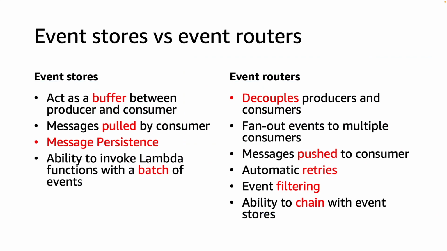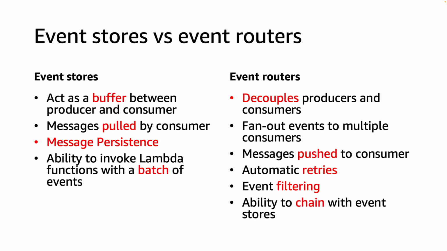If you take a look at the event store, as the name suggests, the store acts like a buffer between the producer and the consumer of the message. Messages are pulled by the consumer. The producer is putting the message in the event store and the consumer is coming to the store and taking the message from that store. Messages are persistent, so as long as the message is available in the store, there will be some persistency. This message will be stored for X amount of time, and we will discuss what that means for these two services.